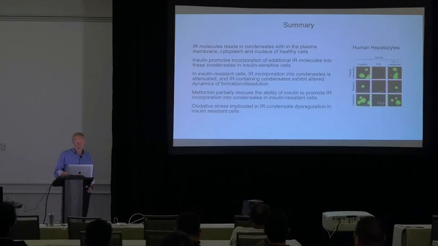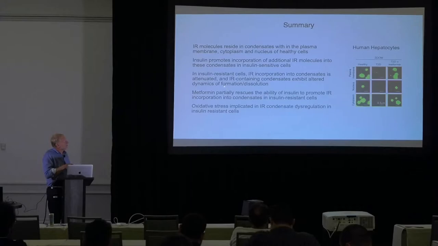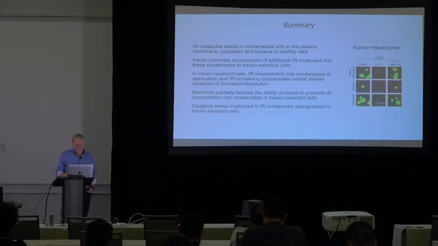So in summary, we think these insulin receptor molecules, these receptor tyrosine kinases, reside in condensates in the plasma membrane, the cytoplasm, the nucleus of healthy cells when there is the receipt of normal levels of insulin. It causes additional incorporation of IR molecules into these condensates. If the cells are insulin resistant, that incorporation is attenuated. But you can rescue that with this metformin small molecule. And we think it's oxidative stress that's playing the dominant role in this phenotype in insulin resistant cells.